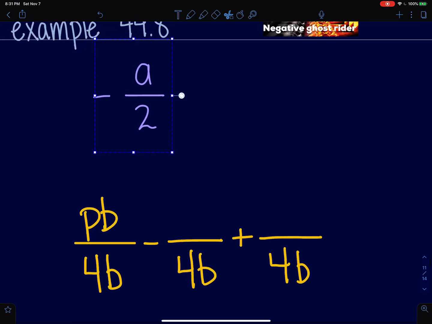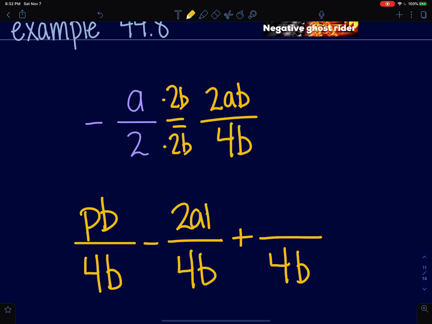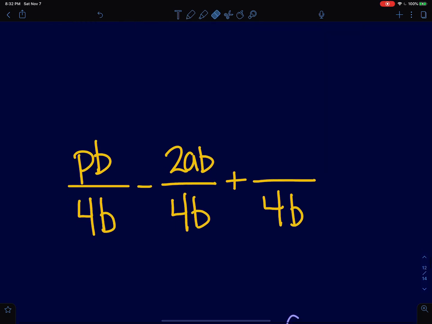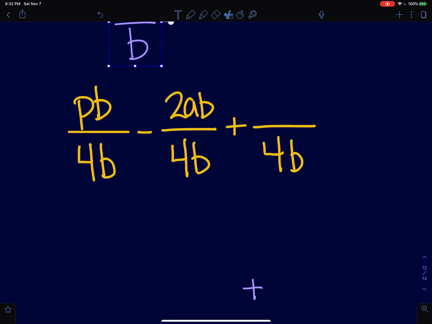Okay. What do I need to do to make this something over 4b? I need to multiply it by 2, that's for sure, and another b. So the top is going to be times 2b. So this is going to be 2ab. Okay, got it, right? What about this last one? Let's deal with this one.